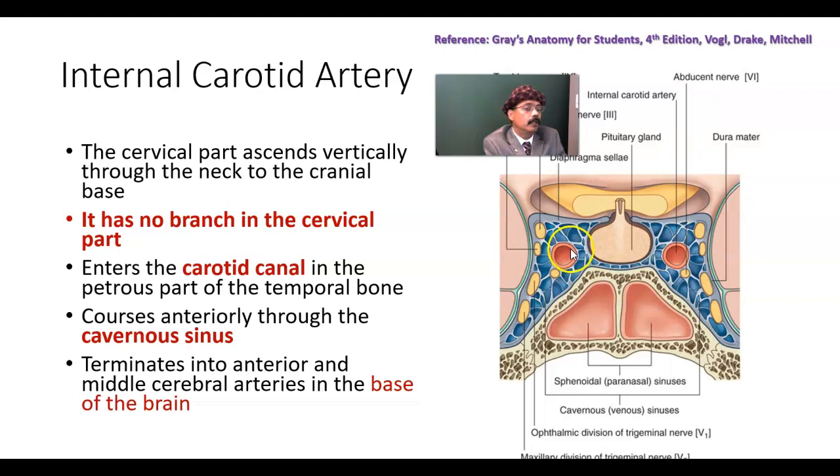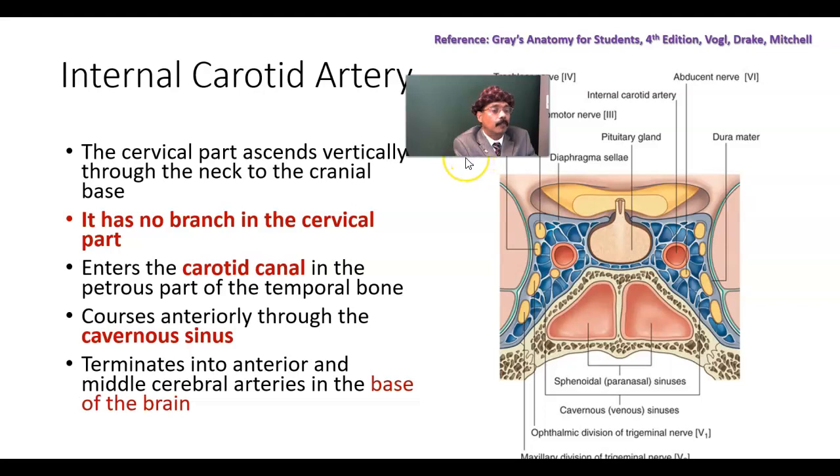The course through the cavernous sinus is not straight, rather it is curved. After coursing through the cavernous sinus, it terminates into the anterior and middle cerebral arteries at the base of the brain. So we got the cervical part. The cervical part enters the petrous part of the temporal bone through the carotid canal. The carotid canal also contains the sympathetic plexus of nerves and also the venous plexuses.